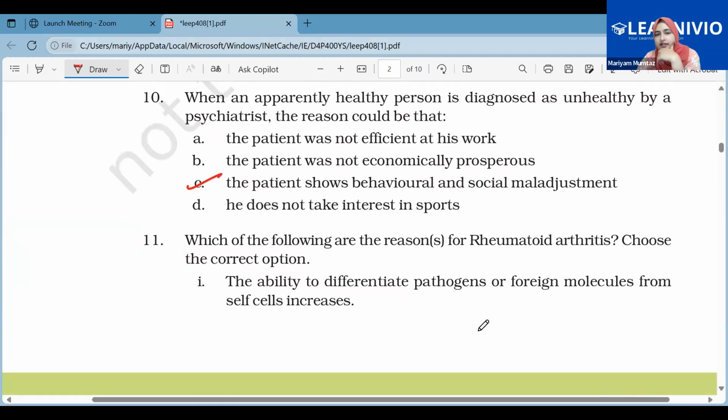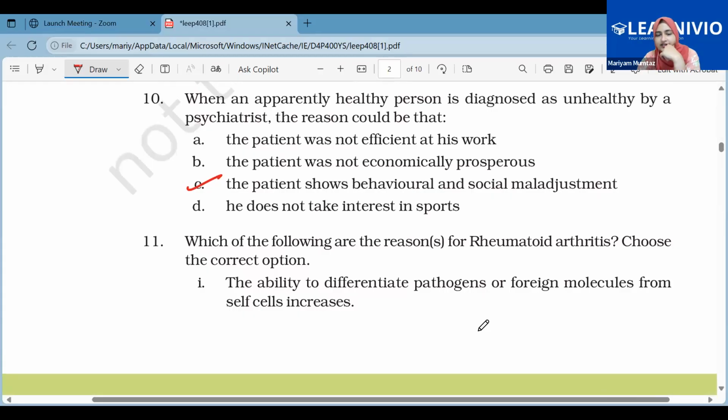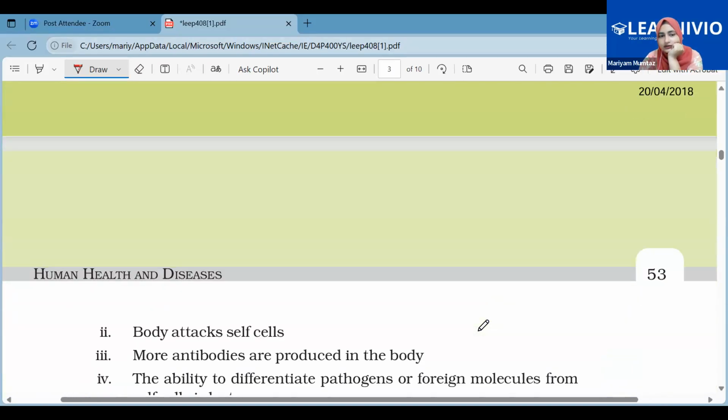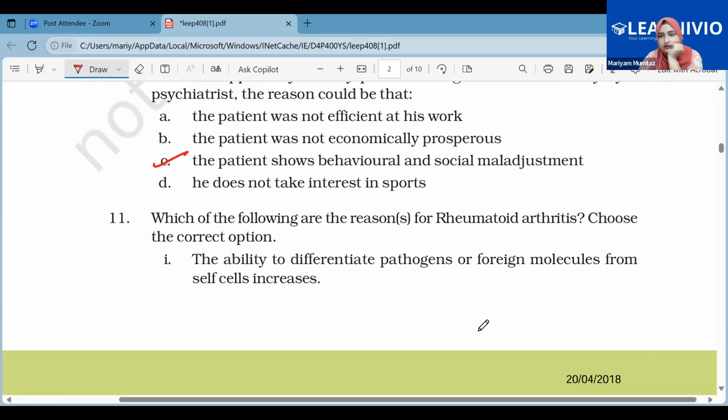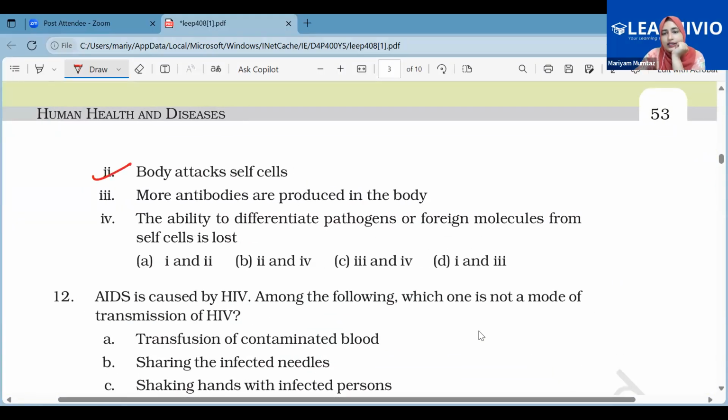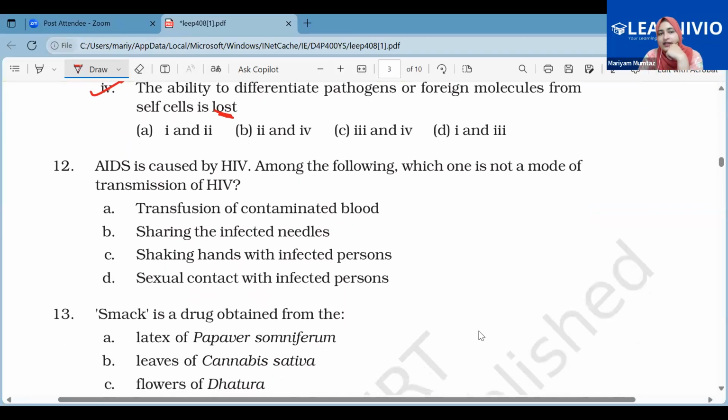I've put D: ability to differentiate pathogen or foreign molecules from cell increases. No, this doesn't. It decreases. The body takes cells as the pathogen. The body is not able to differentiate. Yeah, ability to differentiate decreases. Sorry, I read it as decreases. So the answer would be 2 and 4. Yep. The body is attacking itself, and then the ability to differentiate is lost. This one is correct.